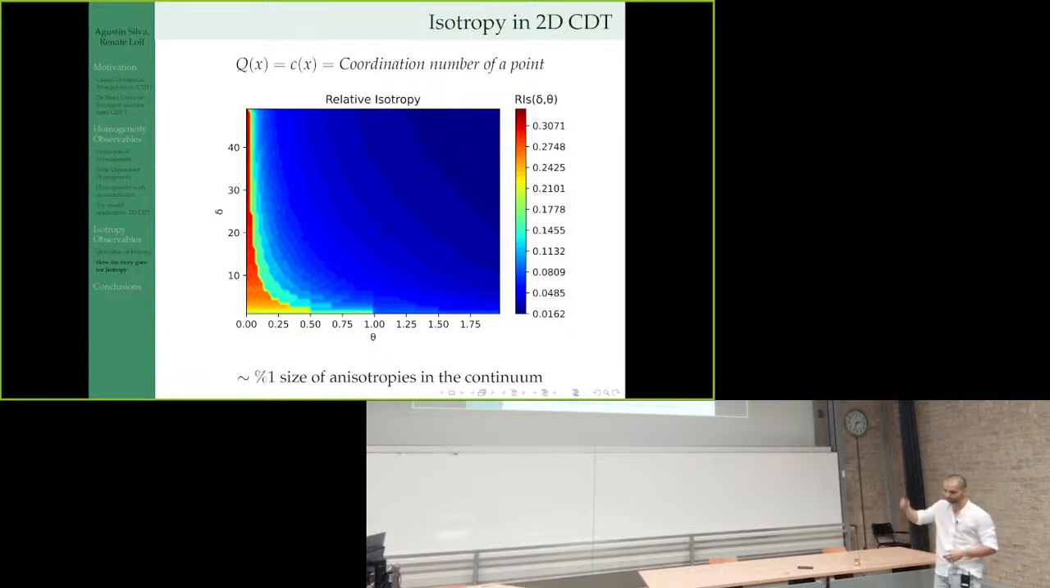In the case, of course, of two-dimensional quantum gravity, you can just make these two plots, which is the size of your celestial sphere, the radius, and this is your angular amplitude. So the more you start coarse graining, the more isotropic it looks. In the case of two dimensions, this is 1% anisotropies regarding, for example, a property like the coordination number. But you can, of course, choose any other property that you have access to.